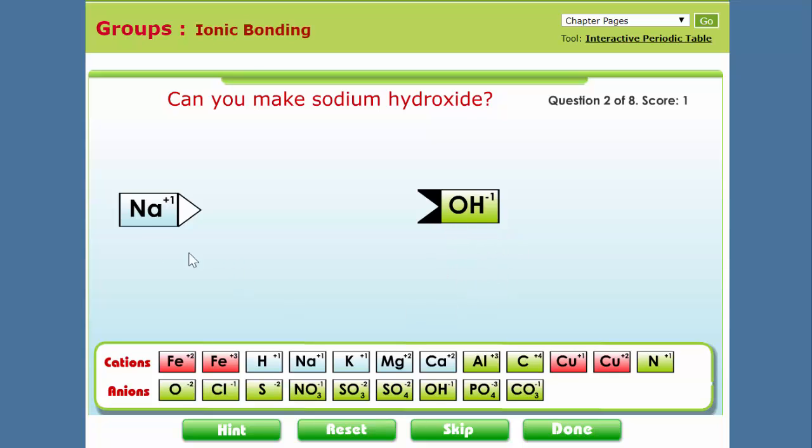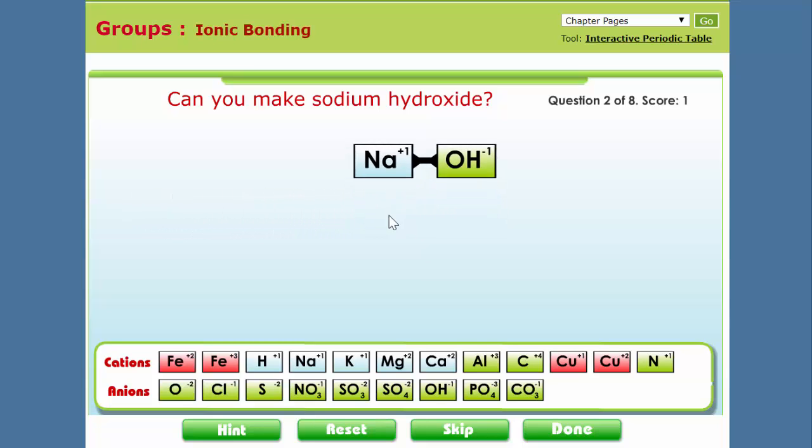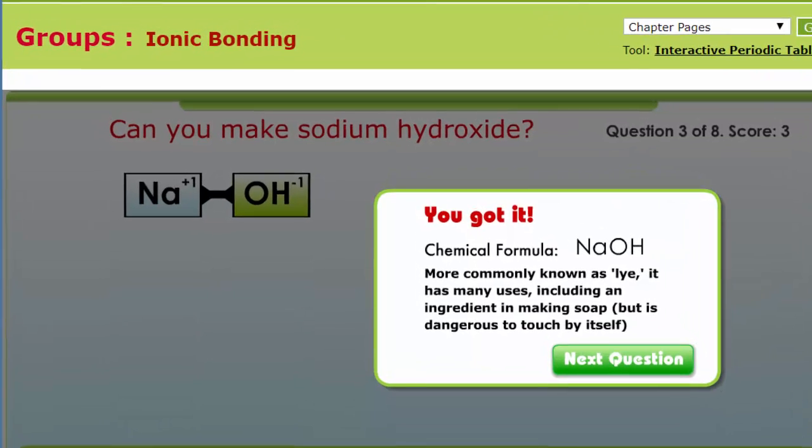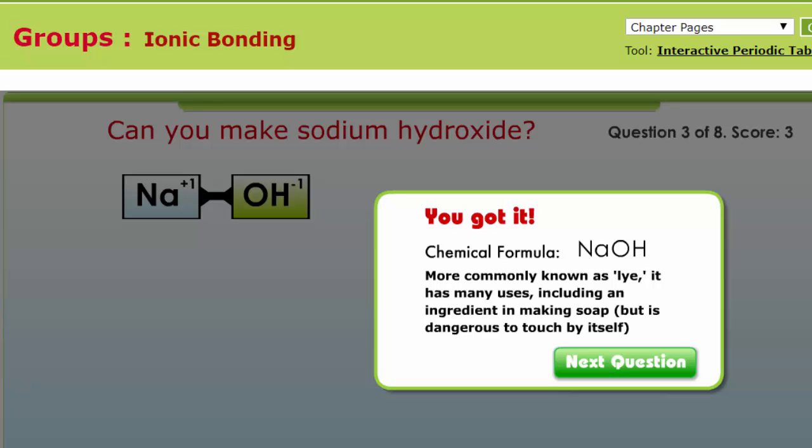So if I were to bring my sodium to my hydroxide, you can see that I form a bond, and you can see that my positive 1 charge, the 1 electron that was lost by the sodium, could be gained by the hydroxide. Remember, hydroxide ions tend to gain electrons. So the way I would write this formula is NaOH, which means I have 1 sodium, 1 hydroxide.